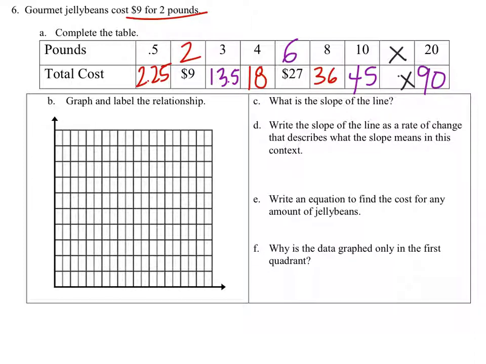Like 20 pounds, I just did 20 times 9 to get 90? 4.5, excellent. How'd you get that? How'd you get 4.5? Very good. For 1 pound, we remember it's $9 for 2 pounds. So 1 pound would be $4.50 right here. So keep that in mind.